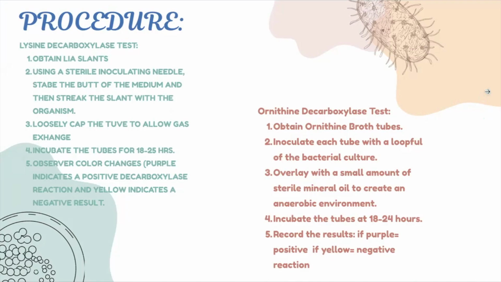For the ornithine decarboxylase test, we obtained ornithine broth tubes and inoculated each tube with a loopful of the bacterial culture. Then we overlaid a small amount of sterile mineral oil to create an anaerobic environment. Then we incubated the tubes for 18 to 24 hours. For the results, purple was positive, and yellow indicated a negative reaction.